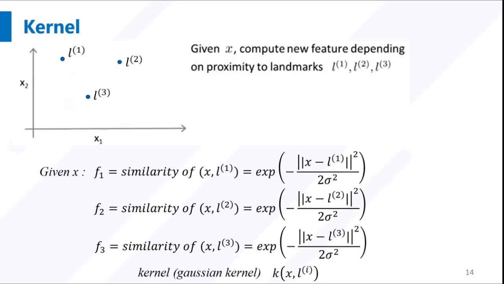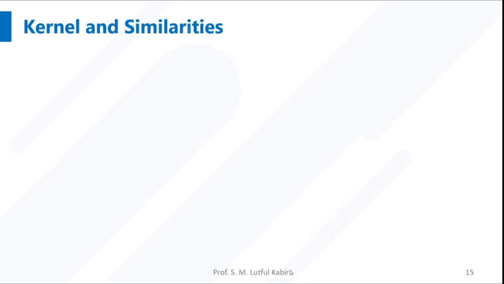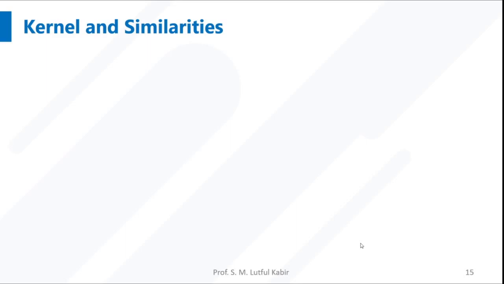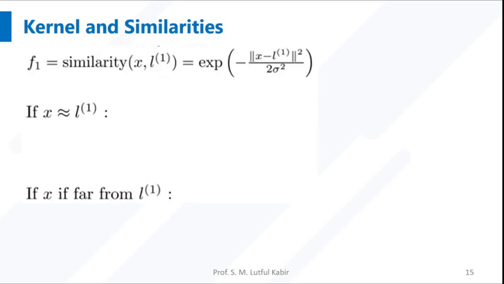support vector machine. This kind of equation is called a kernel, and this particular type of kernel is called a Gaussian kernel. It is defined by this equation: k of x and Li, where i is in this case 1, 2, 3. So k stands for similarity of x and Li.